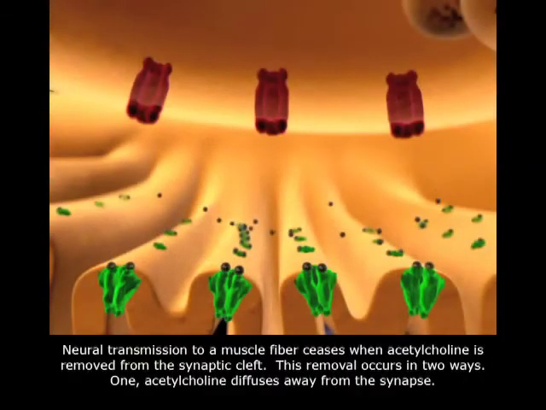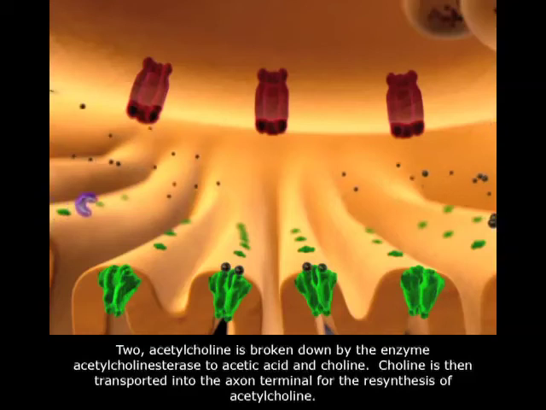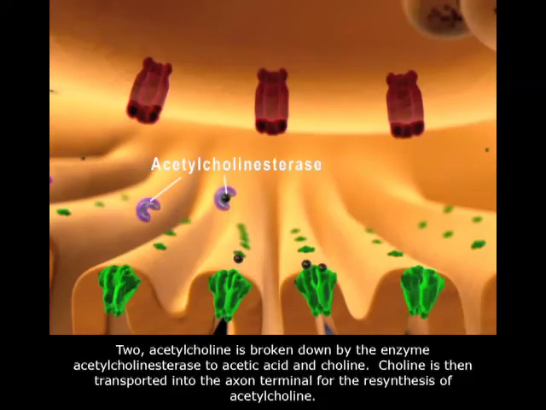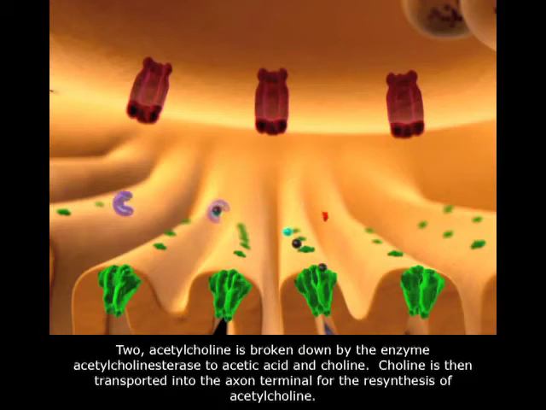Neural transmission to a muscle fiber ceases when acetylcholine is removed from the synaptic cleft. This removal occurs in two ways. 1. Acetylcholine diffuses away from the synapse. 2. Acetylcholine is broken down by the enzyme acetylcholinesterase to acetic acid and choline. Choline is then transported into the axon terminal for the resynthesis of acetylcholine.